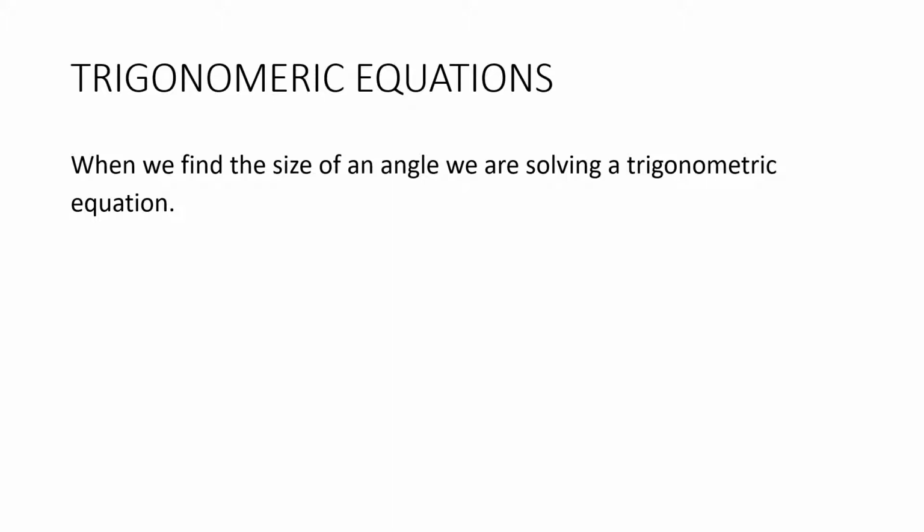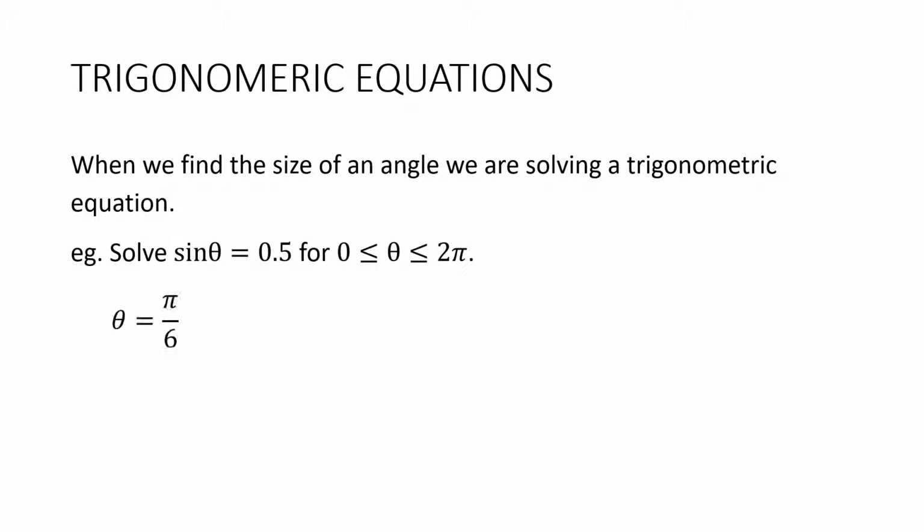Recall, when we find the size of an angle, we're solving a trig equation. So we might have a question like this. Solve sine theta is equal to 0.5 for 0 is less than or equal to theta, is less than or equal to 2 pi. We begin by doing shift sine of 0.5 to find the reference angle. And we know that's a half, so it's going to be 30 degrees, but we need it as radians, so that's pi on 6.